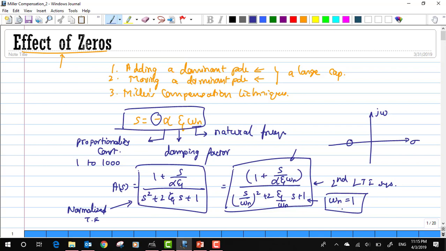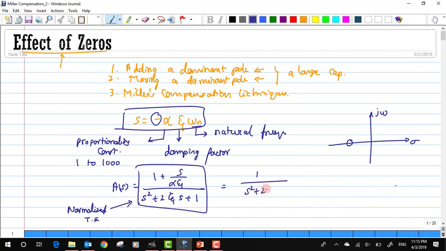Now let me split this normalized transfer function into two components. The first part of the expression I am going to denote with A naught of S, whereas the second part of this expression I am going to denote with a term which is A D of S.